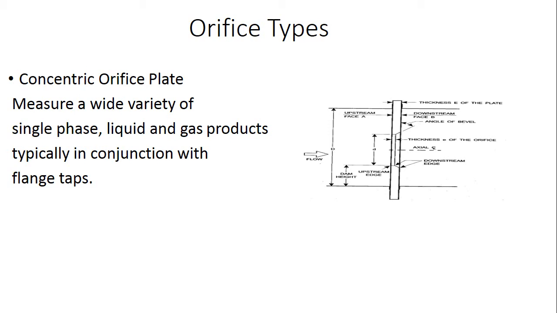First we will see orifice types. There is a variety of orifice plates. The first type we are going to see is the concentric orifice plate, otherwise called square edge orifice. This concentric orifice can measure single phase liquid and gas products. Mostly this orifice plate is mounted by means of flange taps.